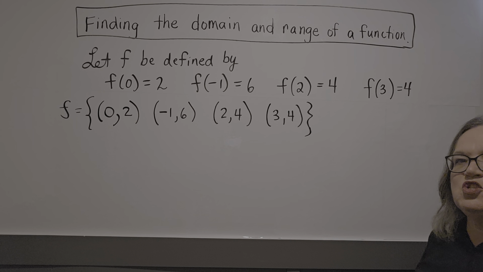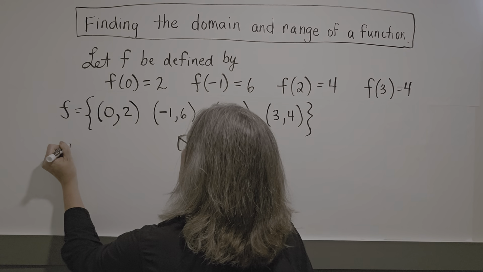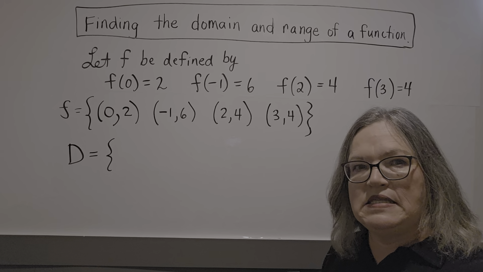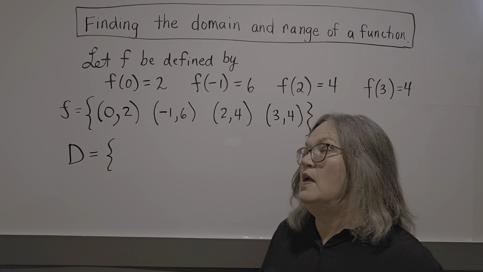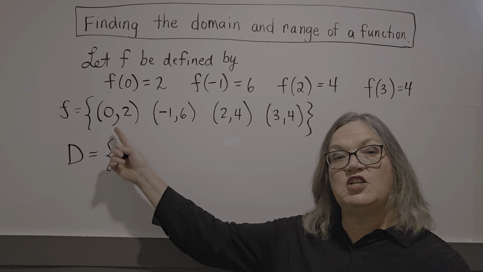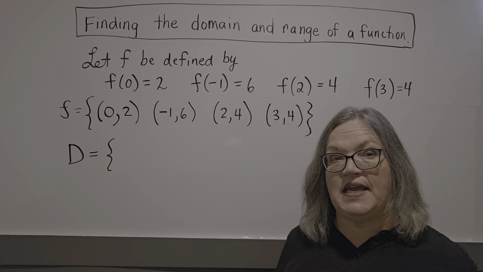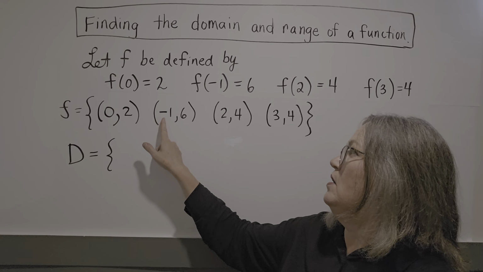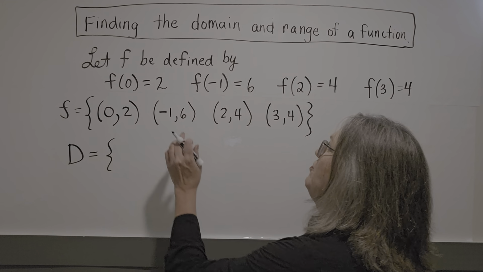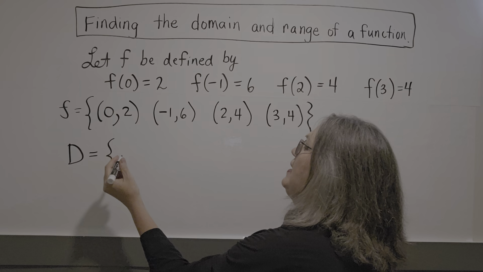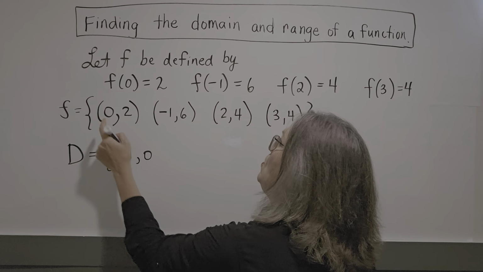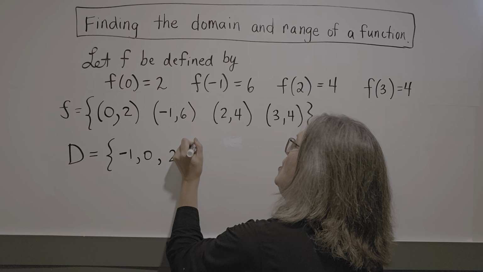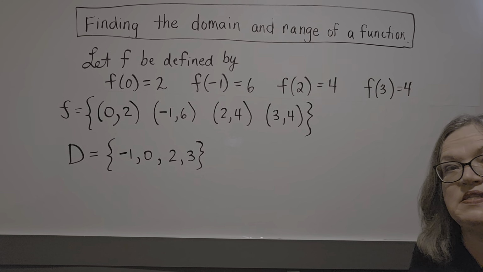The domain is just all possible inputs. So what are the inputs? The domain is single variable data. The function is a collection of ordered pairs, that's two variable data. But for the domain, we're just looking at the first number in our ordered pair. I'm going to put it in order. We have -1, 0, 2, and 3. Those are the possible inputs, so that's the domain.